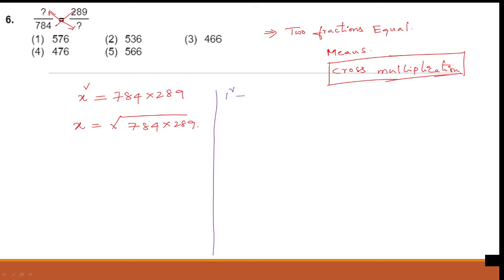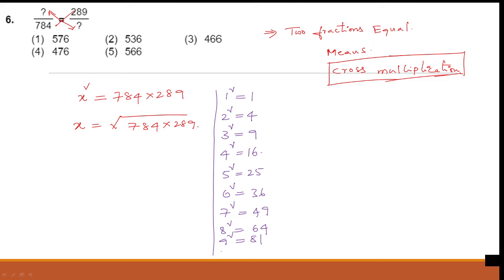So what is 1 square? We'll get 1. 2 square is 4. 3 square is 9. 4 square means 16. 5 square means 25. 6 square means 36. 7 square means 49. 8 square 64. 9 square 81. 10 square is 100. We already know the squares of these numbers. Why? Because from childhood we use these squares daily.